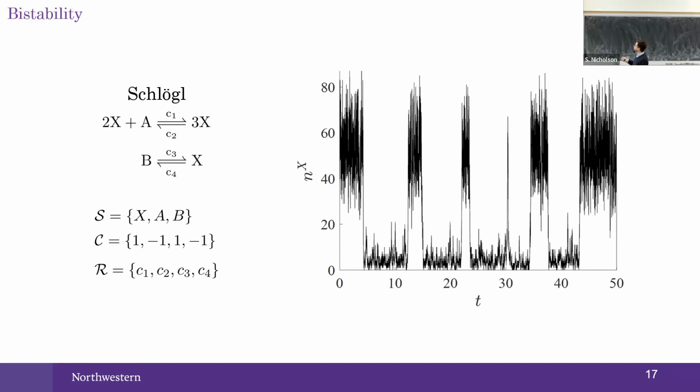Okay. So we're going to bounce back and forth between the system. And right now, this is just well mixed. It's a 1D random walk. The number of X molecules can go down to 0, or it can grow up to whatever level it wants to.